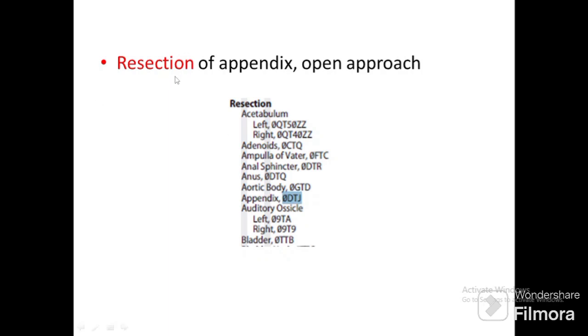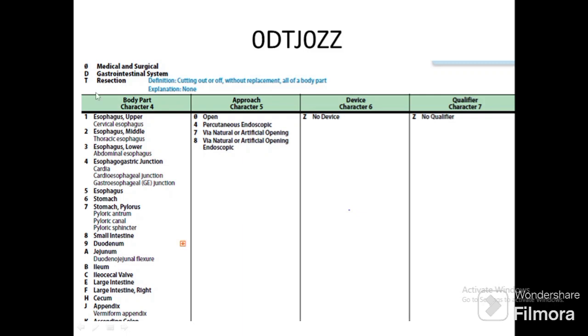Next, resection of appendix. I hope everyone knows about the difference between excision and resection. So here resection is a separate root operation. So under resection we should search for appendix, 0DT. So 0DT, and under 0DT you should search for appendix. So appendix or vermiform appendix, both come to J. And next, approach is open approach and no device and no qualifier.